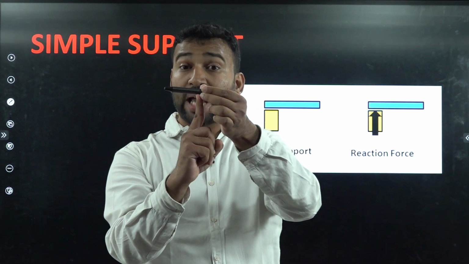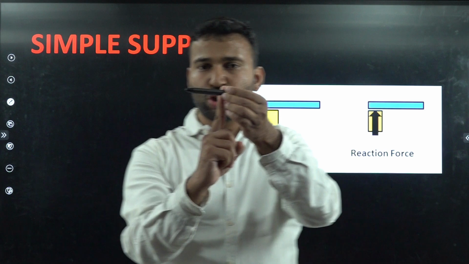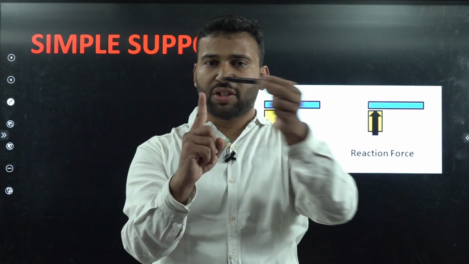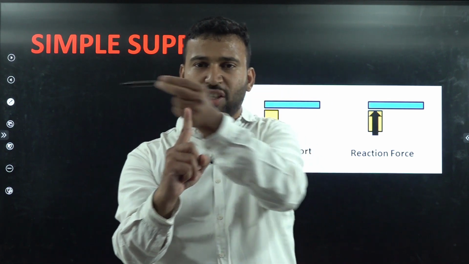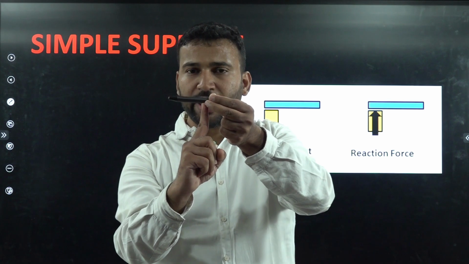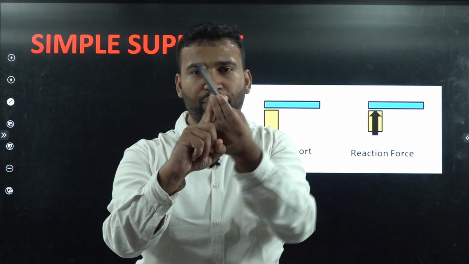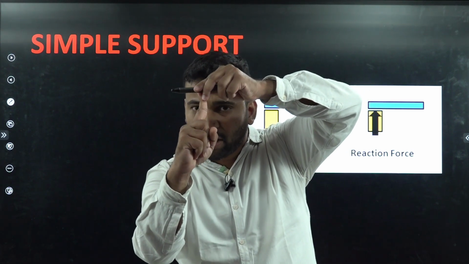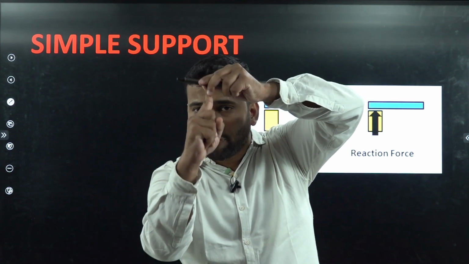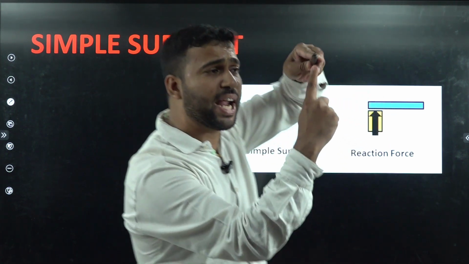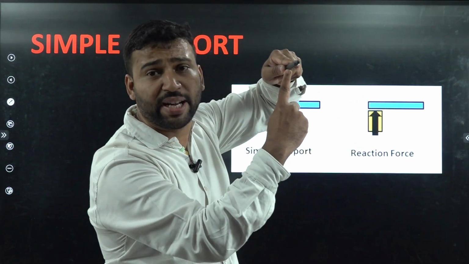Now what happens here? Let us suppose this beam wants to move in the horizontal direction, it will easily move in the horizontal direction. If we try to rotate that beam here, it will freely rotate. But if we try to displace that beam in the vertical downward direction, it will not move in the vertically downward direction. Why? Because we have a reaction in the upward direction.